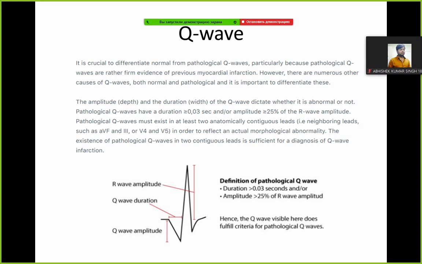Pathological Q waves must exist in at least two anatomically contiguous leads. It is a very important idea. For example, neighboring leads such as aVF and the third lead, or V4 and V5, in order to reflect an actual morphological abnormality. The existence of pathological Q waves in two contiguous leads is sufficient for a diagnosis of Q wave infarction.